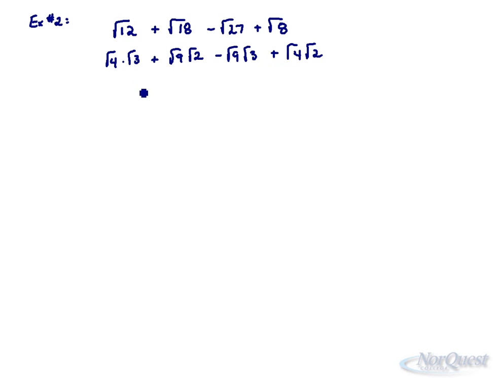Simplify. Square root of 4 is 2 root 3. Square root of 9 is 3 root 2. Square root of 9 is 3 root 3.